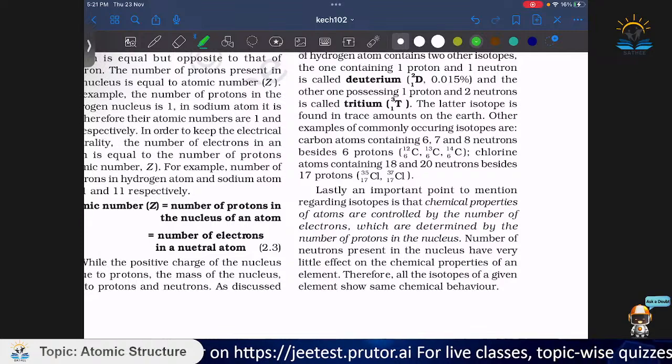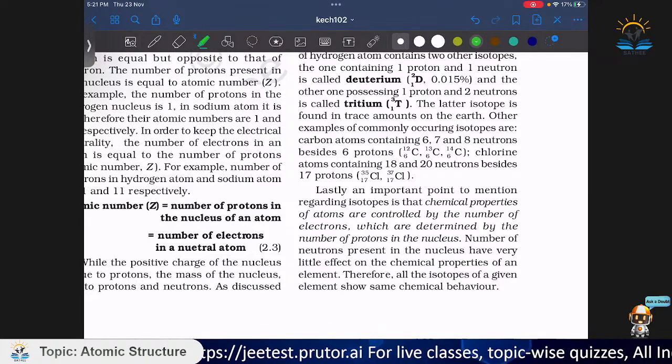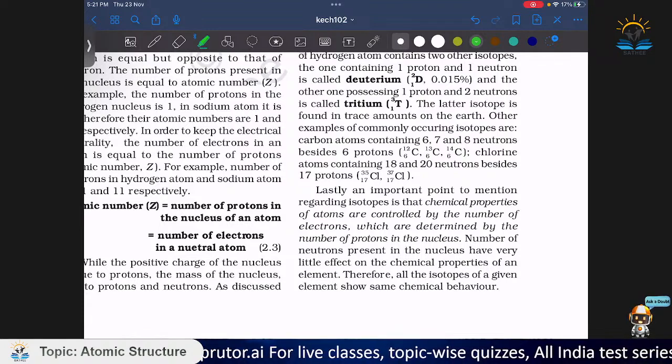Similarly, we have isotopes of carbon. Okay, we have isotopes of chlorine, and almost all the elements have isotopes because they have different numbers of neutrons, but isotopes have the same number of protons.